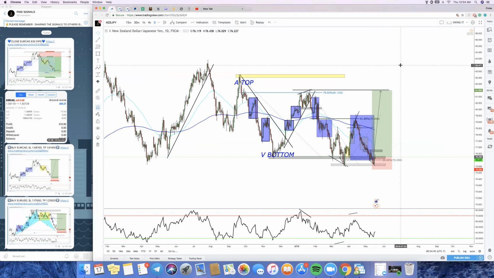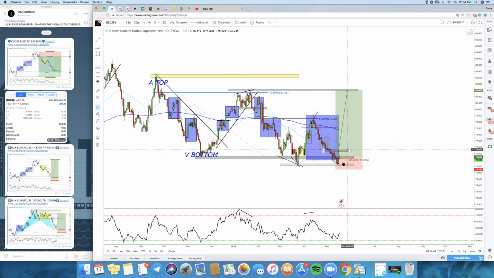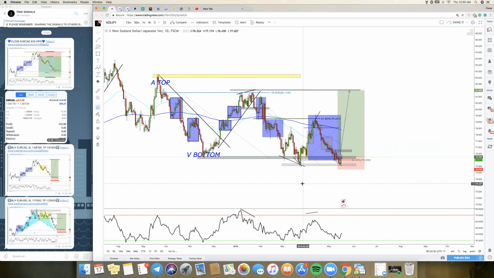We just have to count the levels and then go from there. But overall, on a daily time frame, that's a nice engulfing, and basically it indicates that there's going to be a nice push up to the bull side. So let's see how it plays out.